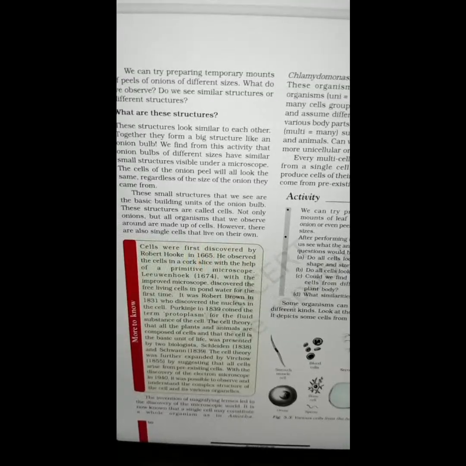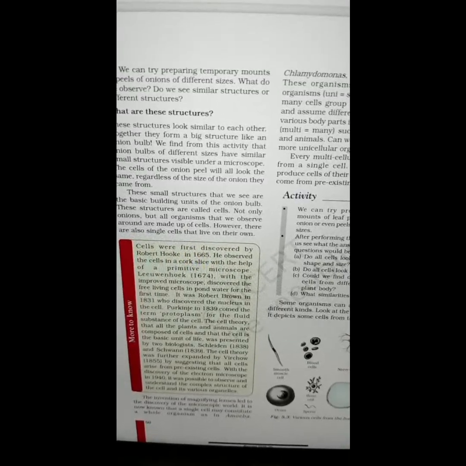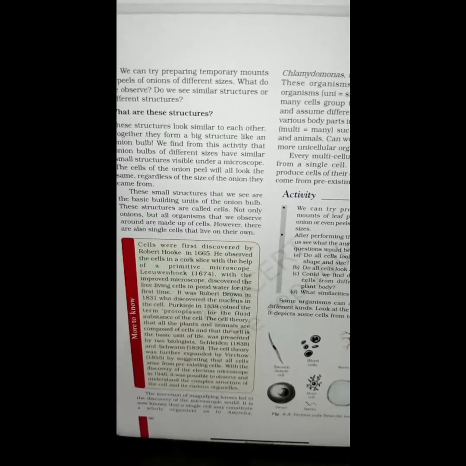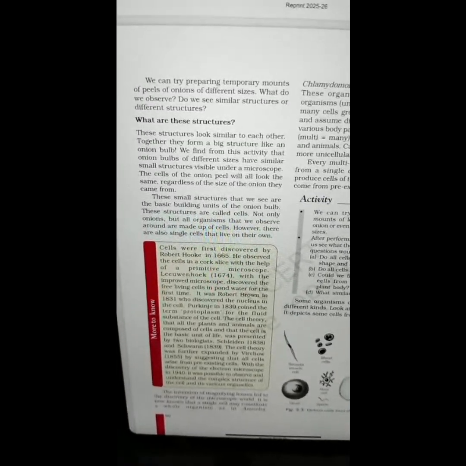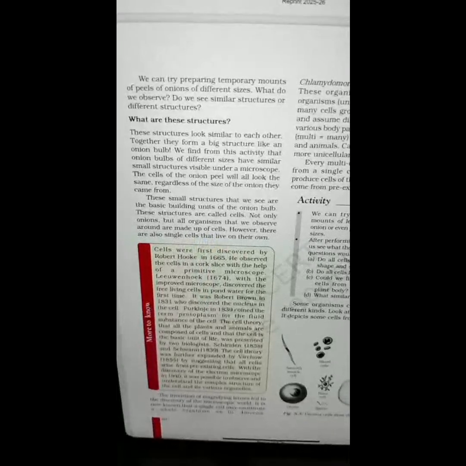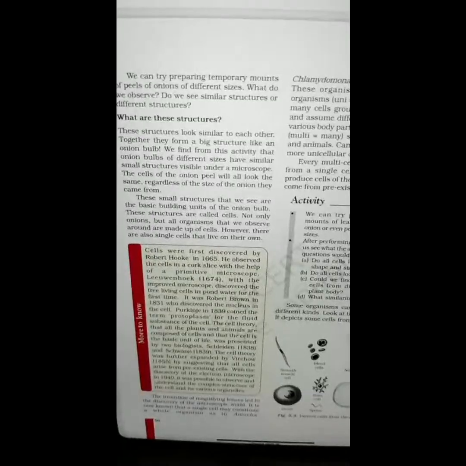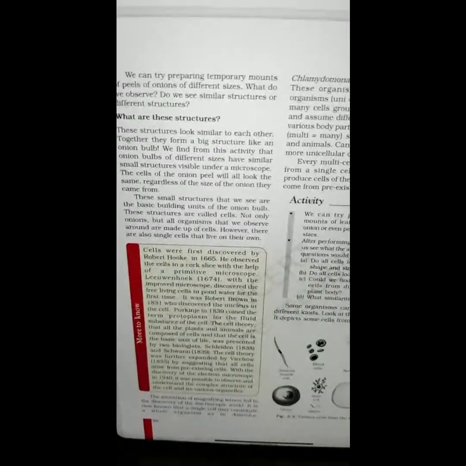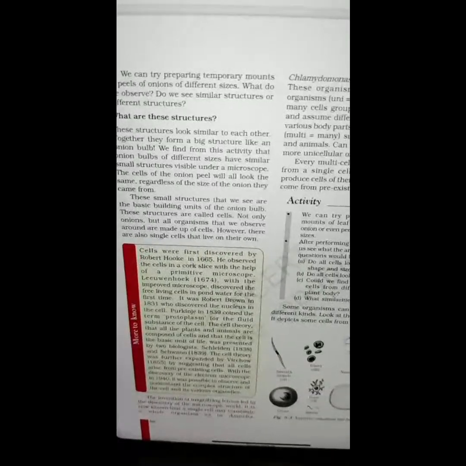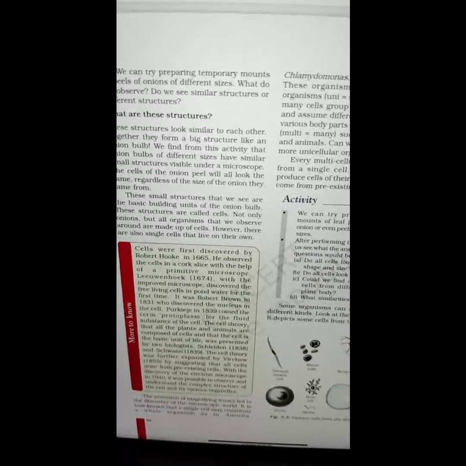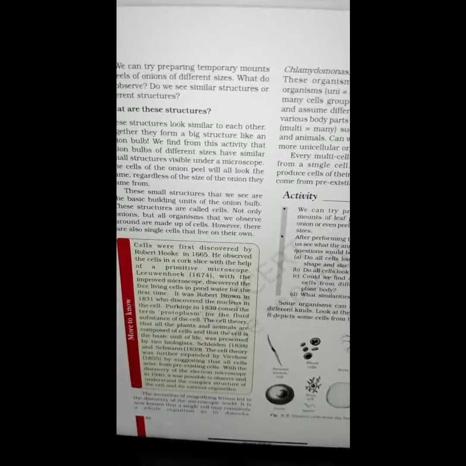So here the cells of the onion peel will all look the same regardless of the size of the onion they come from. We are coming to the second paragraph now. The small structures that we see are the basic building units of the onion bulb. These structures are called cells. Not only onions, but all organisms that we observe around are made up of cells. However, there are also single cells that live on their own.